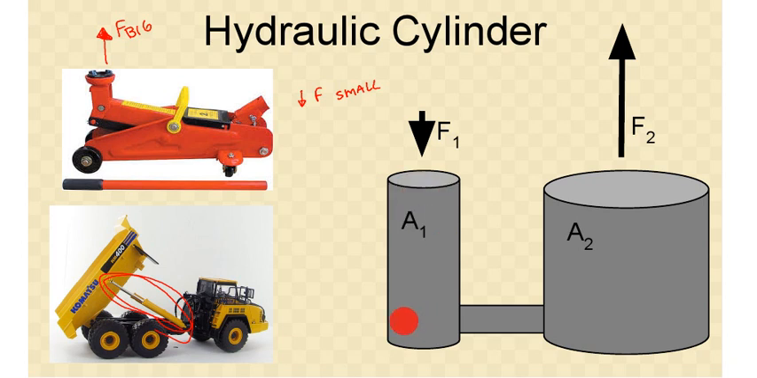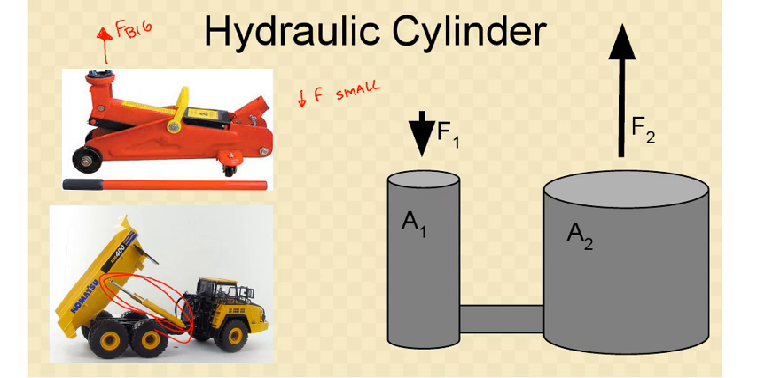One is a relatively small cylinder, and it has a cross-sectional area, that light gray oval or circle, of A1. Over here I've got a bigger cylinder, and it has a larger cross-sectional area, gray circle there, and that area would be A2. Again, what I want to do is push down a little bit on this side and have this thing multiply my force so that I get a big force up. So little force here, big force there, because I have a little cross-sectional area here and a big cross-sectional area right there.